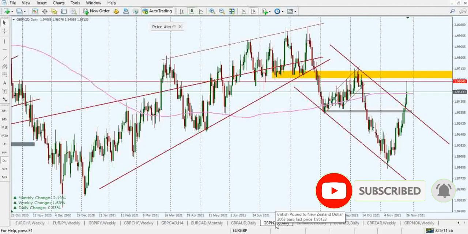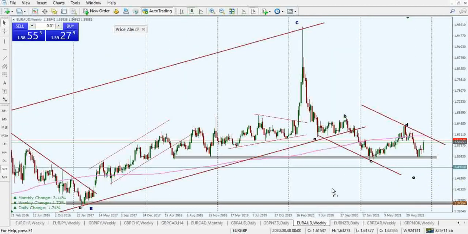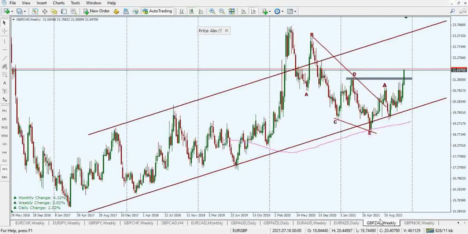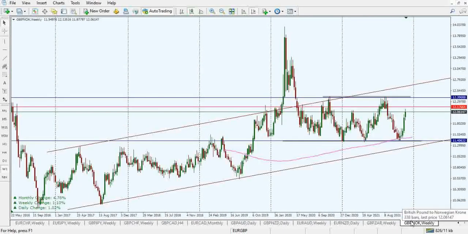I'm going to be looking at GBPNZD, and also EURAUD. I'm also going to be looking at EURNZD, GBPZAR, and also GBPNOK.